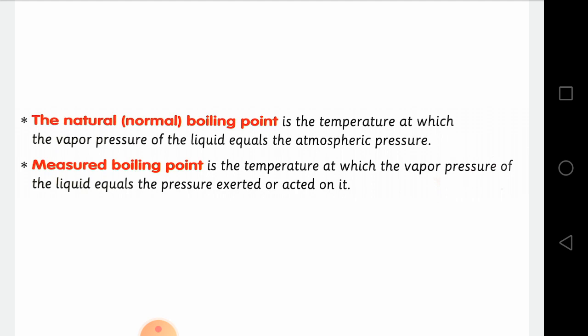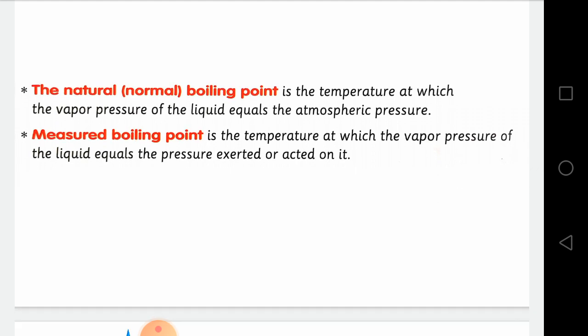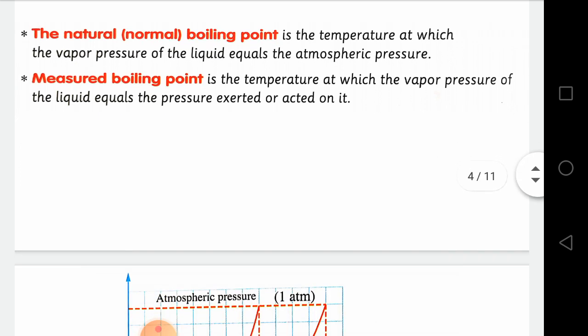Be careful, there are two expressions for boiling point. The first one is the normal boiling point. It is the temperature at which the vapor pressure of the liquid equals the atmospheric pressure. Measured by thermometer, it is the temperature at which the vapor pressure of the liquid equals the pressure exerted on it.